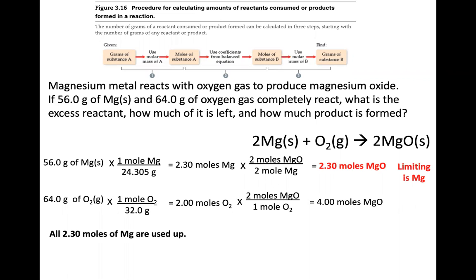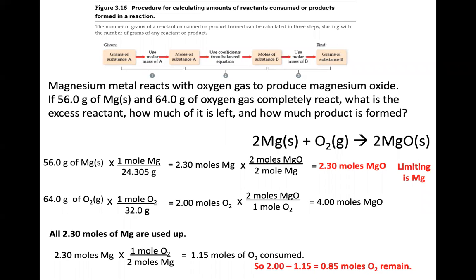It's just like when we were making sandwiches or drinks. Once we run out of one of the ingredients, we can't keep making things. That's what the limiting reactant is. So I think within this one, when I'm looking at the different details, how much product is formed, I would form 2.30 moles of the magnesium oxide. The magnesium solid is the limiting reactant, and the O2 is something that I have left over, the excess reactant.